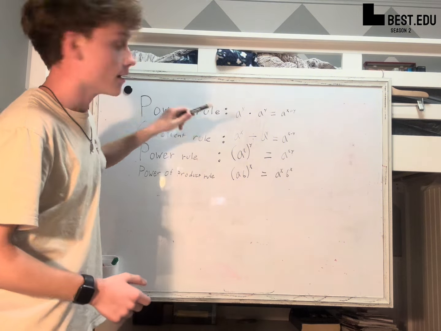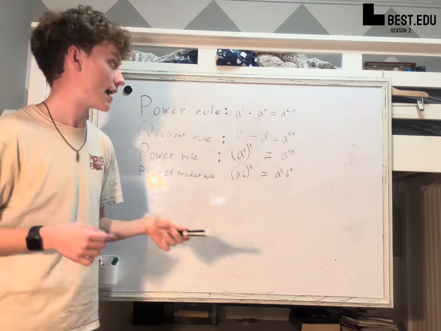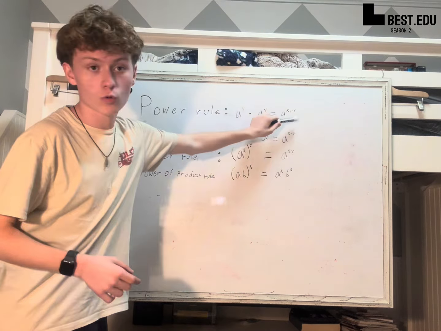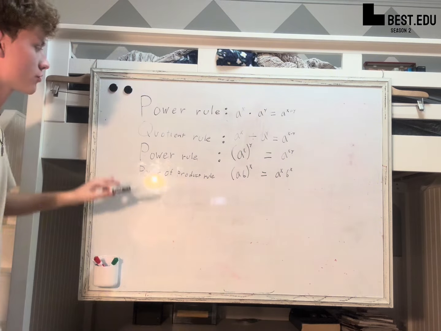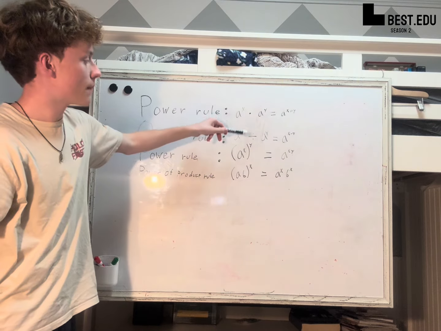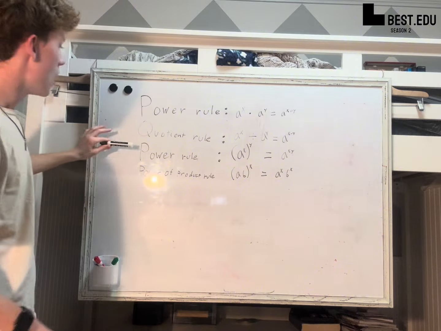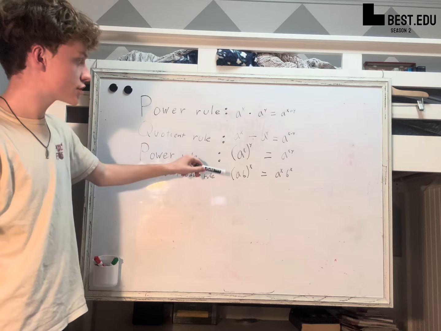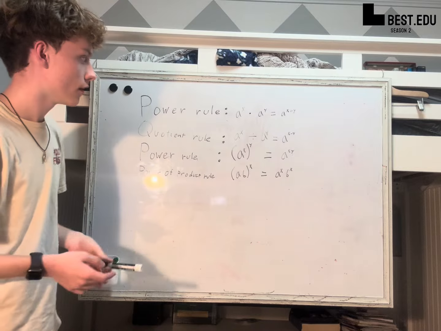So, a to the x times a to the y. The exponents add. You get a to the x plus y. Simple. Quotient rule. Divide, right? A to the x divided by a to the y equals a to the x minus y. Simple. Power rule. A to the x to the y equals a to the x times y.